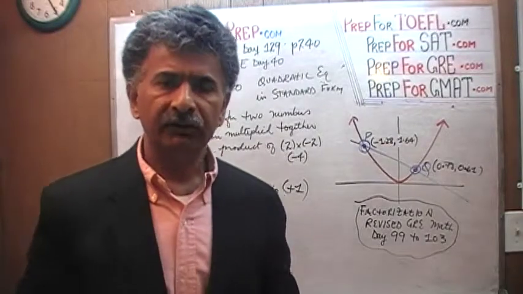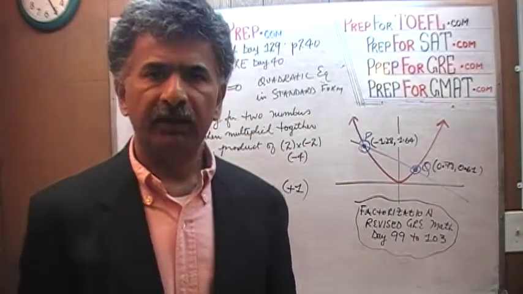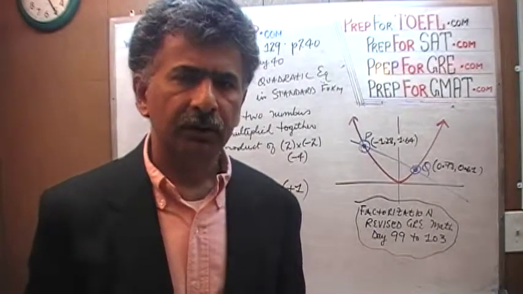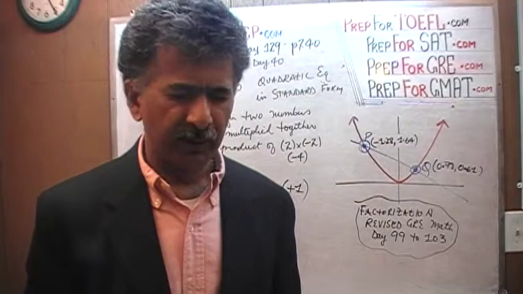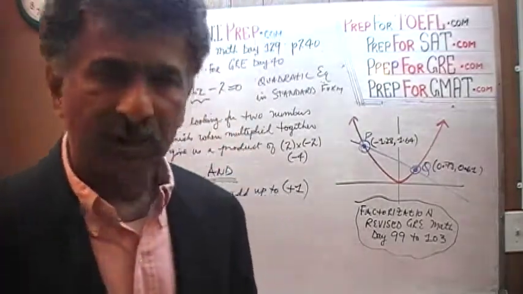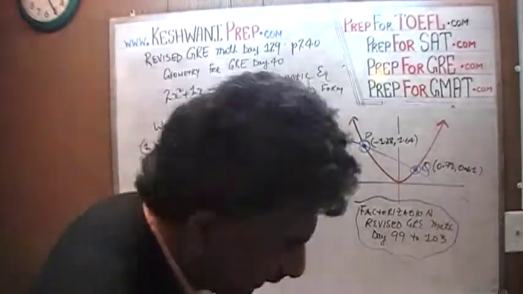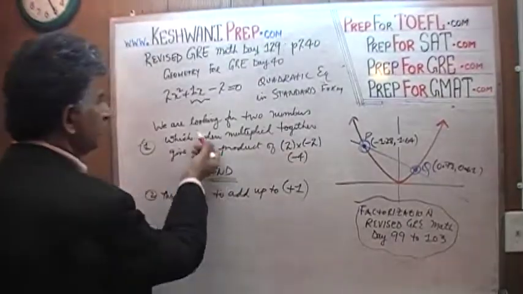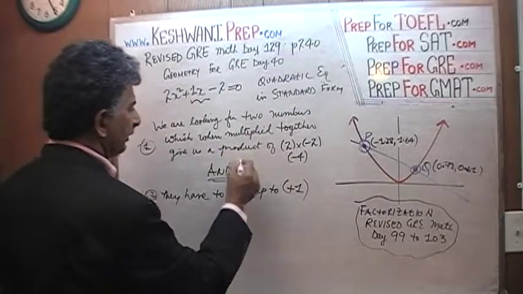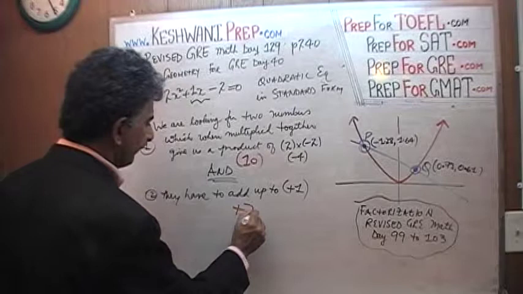For example, if I ask you, can you give me two numbers such that when I multiply, let's keep it simple here. I'm going to put them in the red pen and then we'll erase them, okay? Can you give me two numbers which when multiplied together give us a product of 10, and when we add them together we get 7?